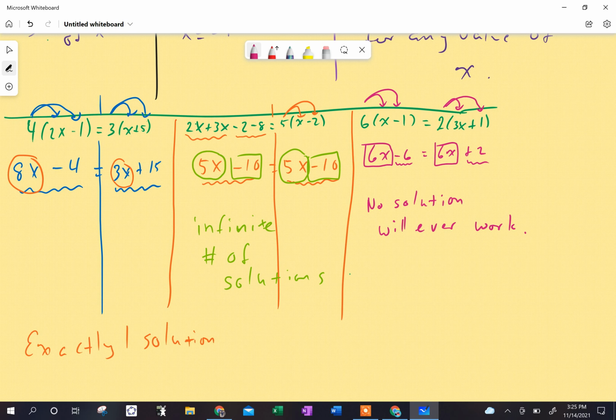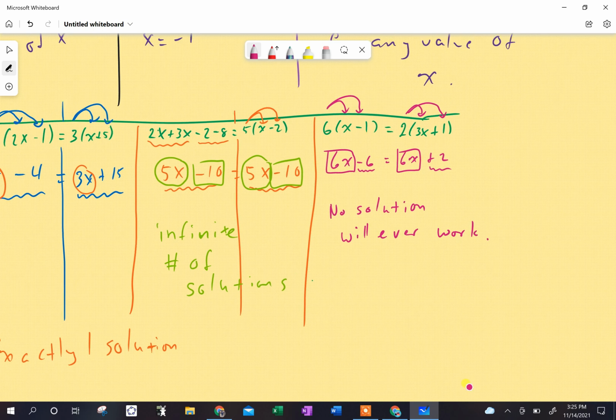All right, and once again, the reason why is because if you subtract 6x from both sides of 6x minus 6 equals 6x plus 2, I get an equation which is not true. I get negative 6 equals positive 2, and that's obviously never true. And because the variable terms are the same, there's nothing that can ever change that.